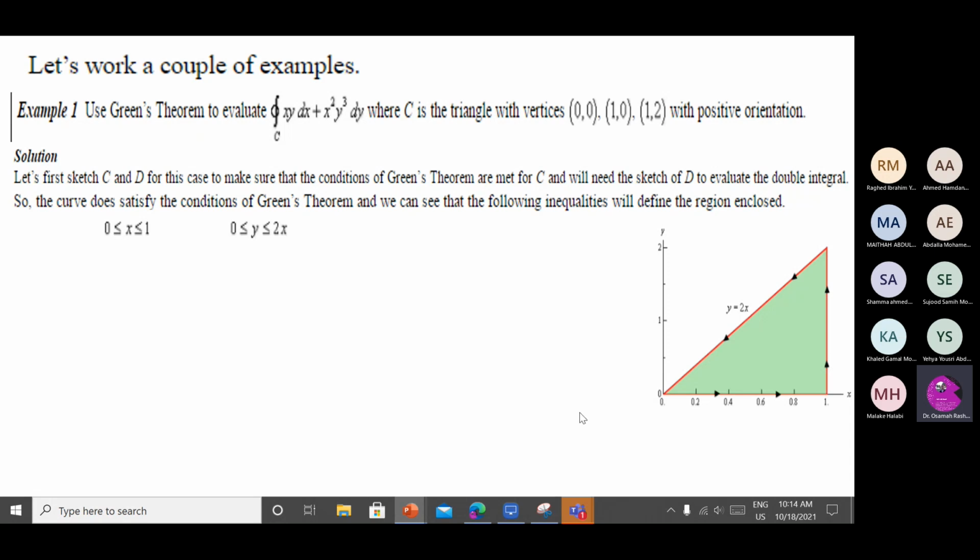This line equation, how do I get y equal to 2x? I have this point (0, 0) and this point (1, 2), so I can find the slope. The y-intercept is 0, so y equals mx plus c, where c is 0. The slope is the difference of y over the difference of x, which is 2 over 1, the opposite over the adjacent for this angle with the x-axis. This is the same as a slope, right? So I have this hypotenuse equation as y equal to 2x.